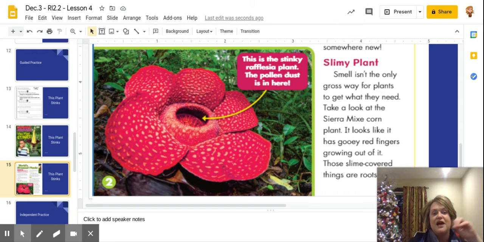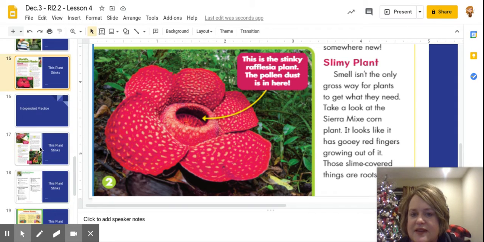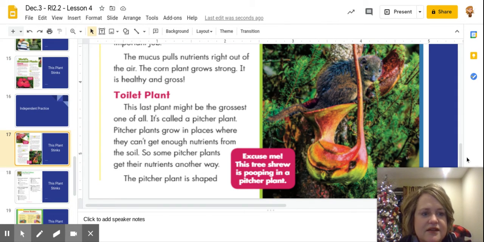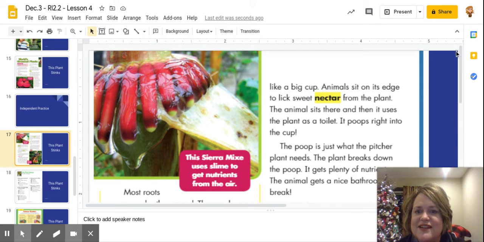Those slime-covered things are the roots. And let's look at it. Slime-covered things. Look at it. Look at all that slime and goo. It looks like little fingers coming out.